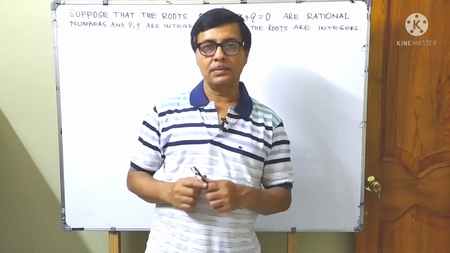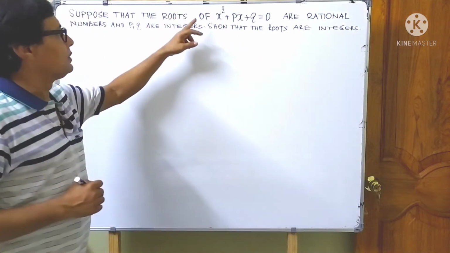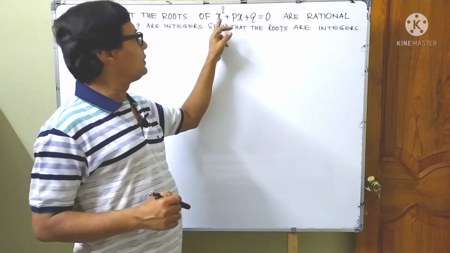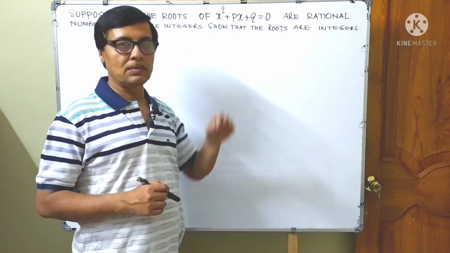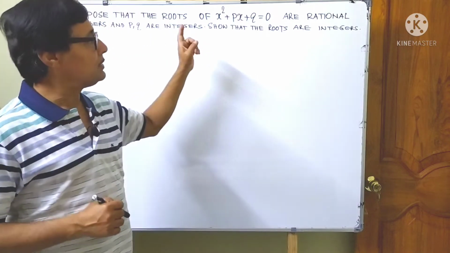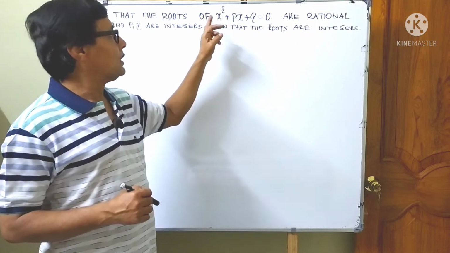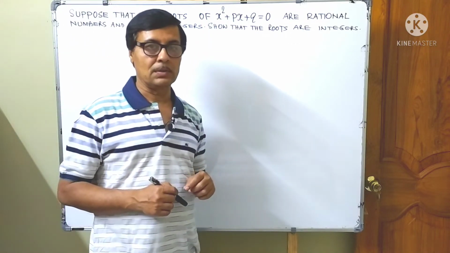Look at this nice algebraic problem. Here this problem is on quadratic equations. Suppose that the roots of this quadratic equation x square plus px plus q equal to 0 are rational numbers, p and q are integers. We have to show that the roots of this equation are also integers.